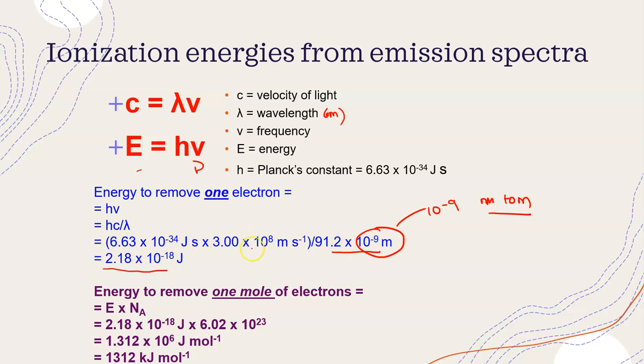Now, this amount of energy is for 1 electron only. To work it out per mole, which is what the definition tells us, we need to multiply by Avogadro's number. So we take our answer in joules and multiply by Avogadro's number. This gives us the number of joules per mole, and then convert into kilojoules.